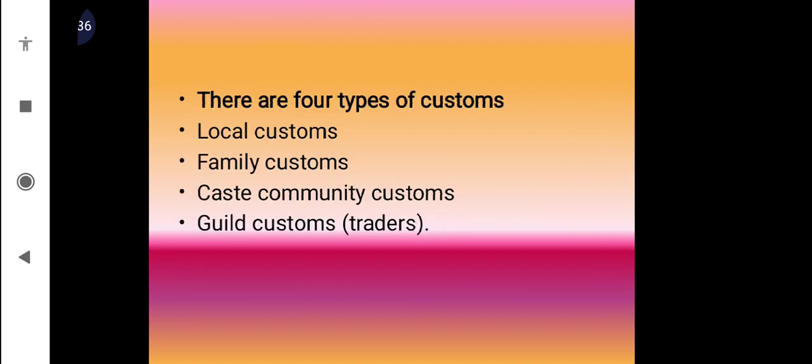Then there are four types of customs: local customs, family customs, caste community customs, and guild customs. Local customs are followed by a particular society or group of people. Family customs belong to a family with a certain identity. Caste community customs are followed by a particular community or caste. Guild customs are followed by groups of associations or traders in particular activities.